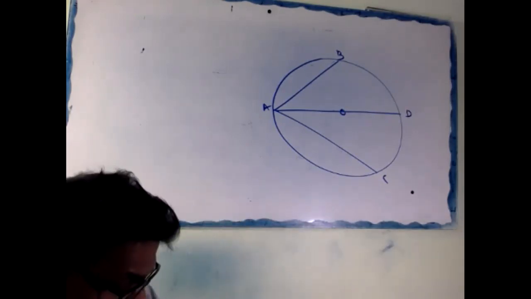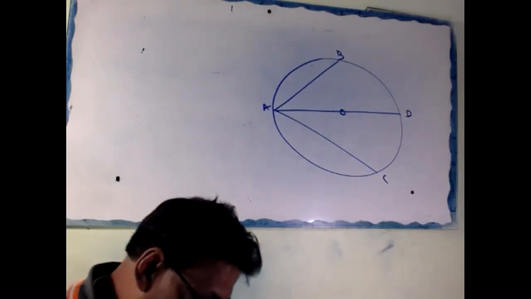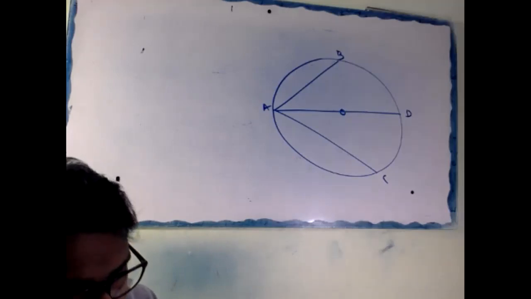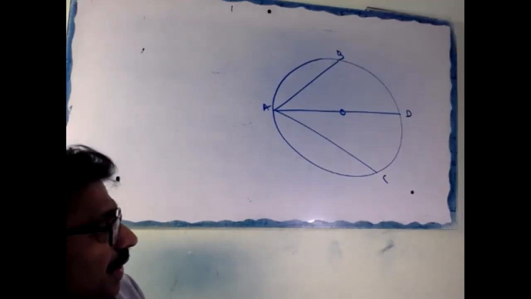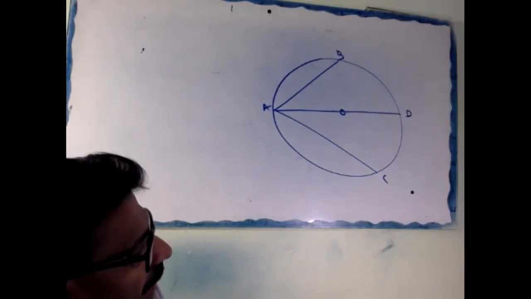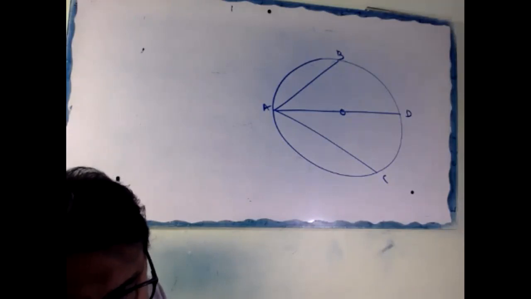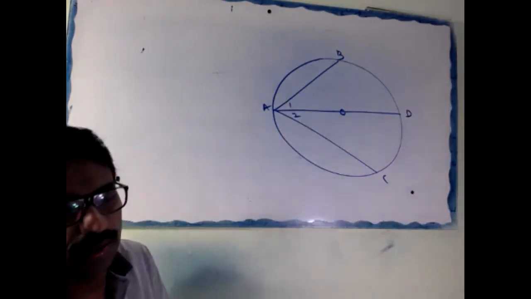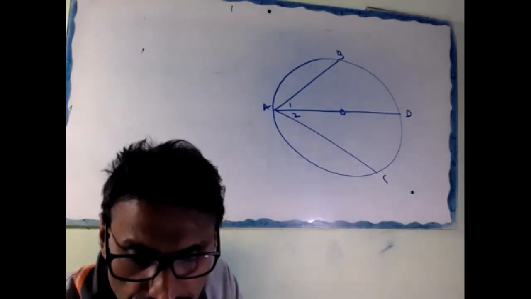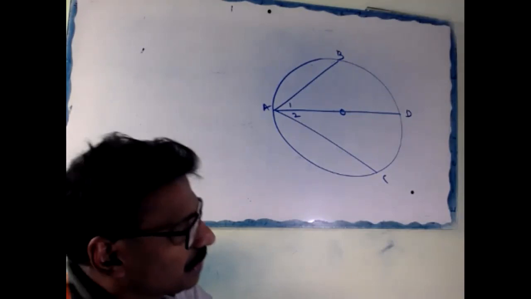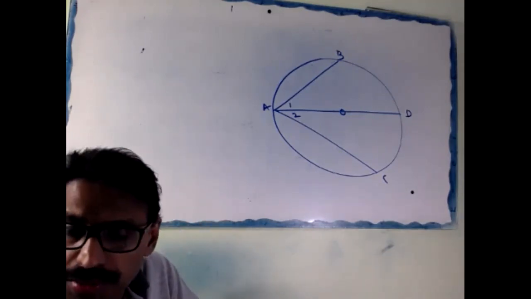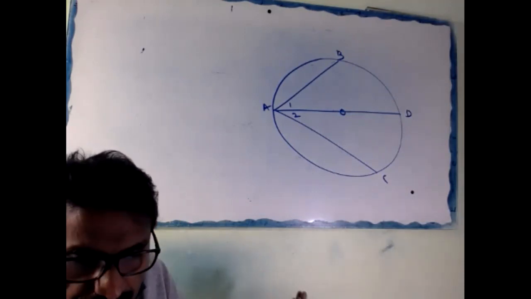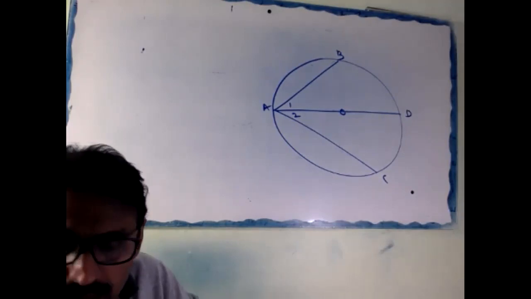Now listen here. If two chords of a circle are equally inclined to the diameter through their point of intersection, prove that the chords are equal. What is given here? AB and AC are two chords equally inclined to the diameter, that means angle 1 equal to angle 2. What do you have to prove? AB equal to AC. Clear now? Draw a figure, then I'll explain to you.